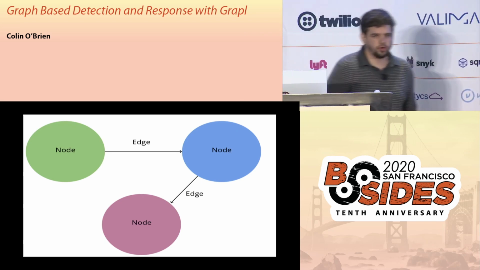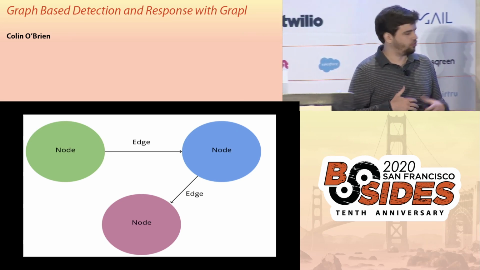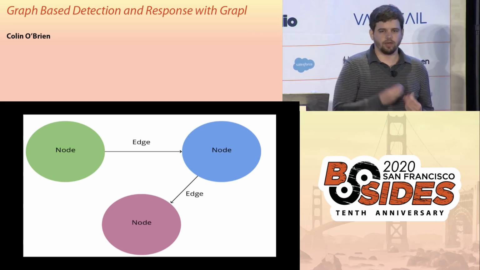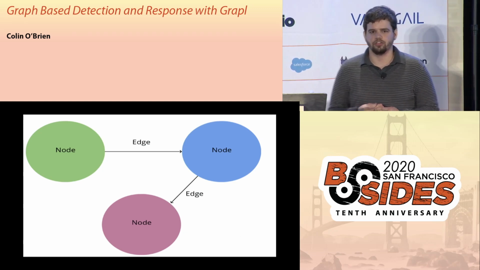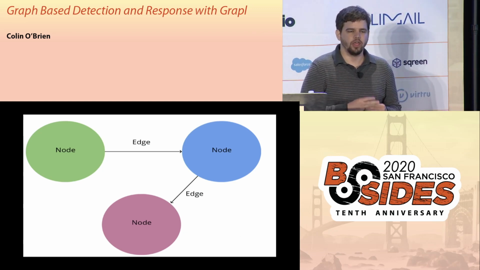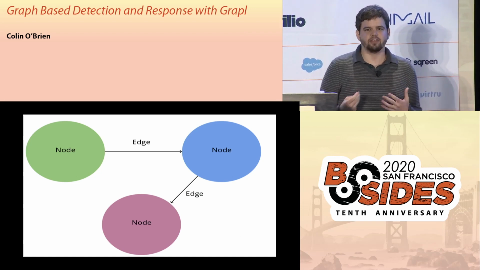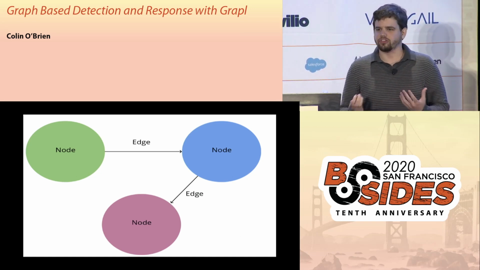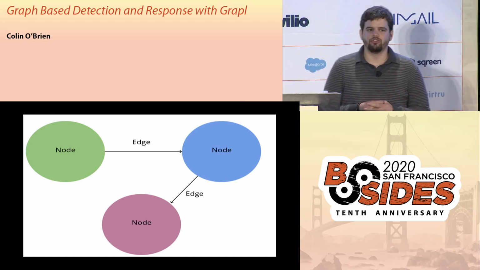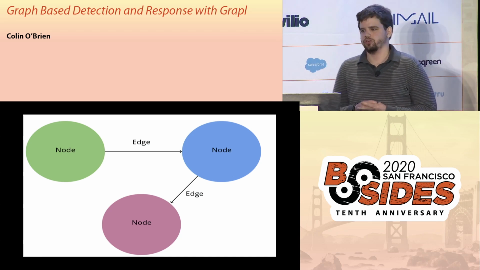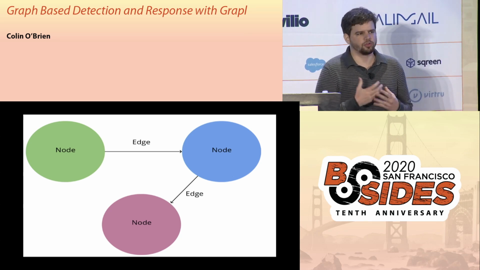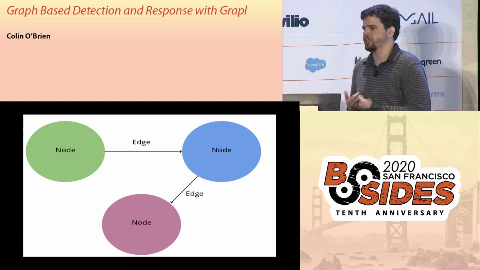Okay, so before I talk about Grapl, I think it makes sense to just go over what a graph is. Graphs are a data structure comprised of nodes and edges. Nodes are usually things like entities or nouns, right? So a person might be a node. Edges denote relationships between those nodes. Graphs are a really powerful and generalizable data structure.